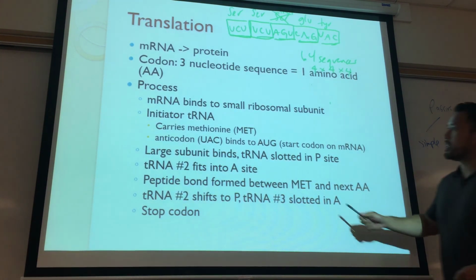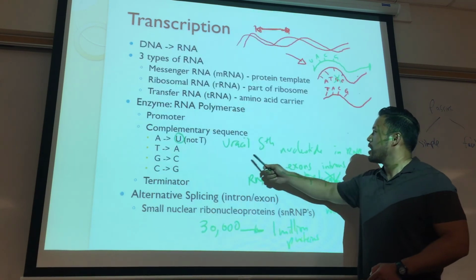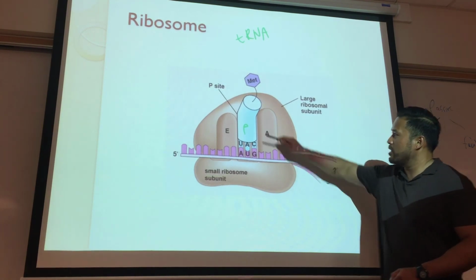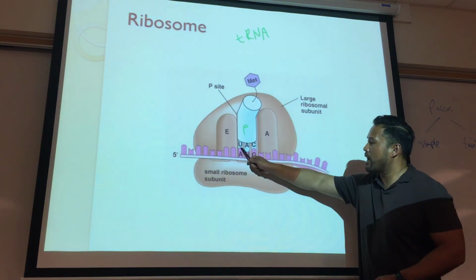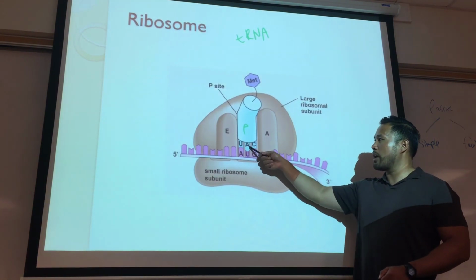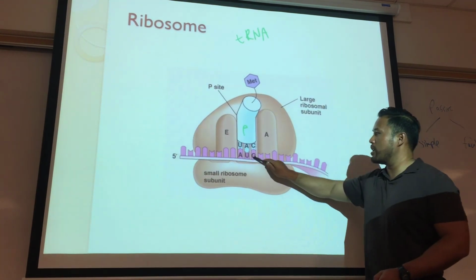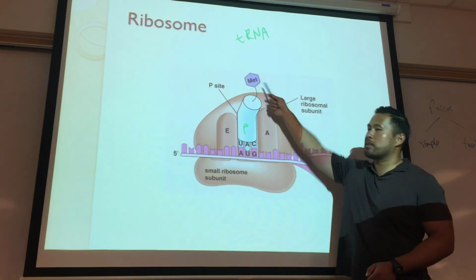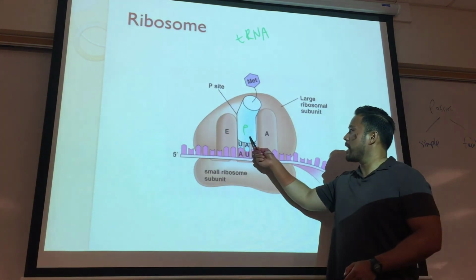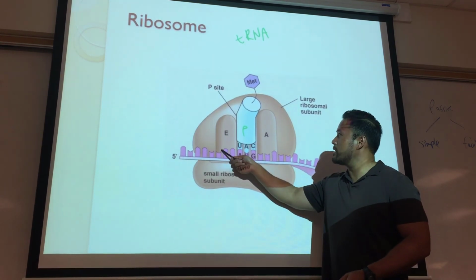So here you're going to see the initiator tRNA, and it needs to find the sequence AUG. It's the starting sequence on an RNA. That initiator tRNA is going to have the anticodon with the complementary sequence of AUG, which is UAC. So this tRNA comes in and binds to AUG, the initiator sequence, and it carries methionine.